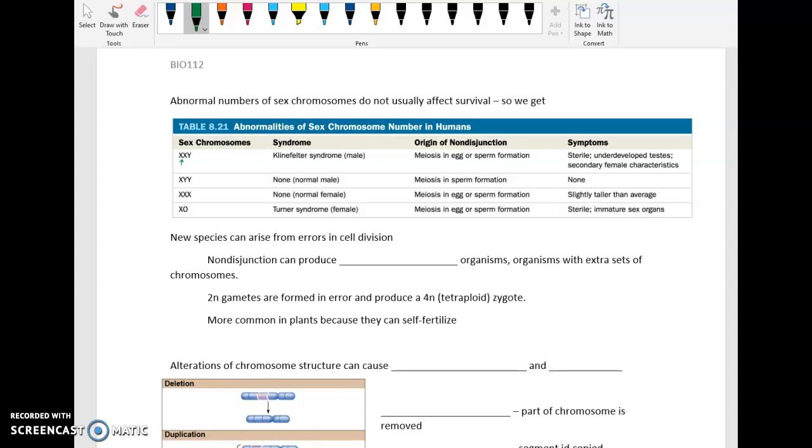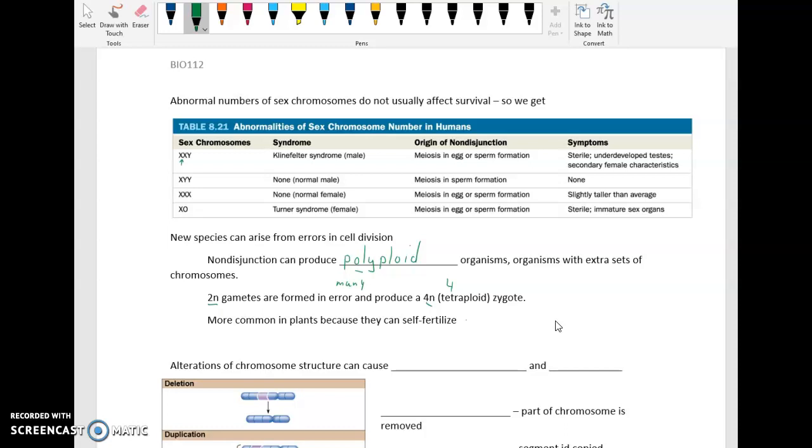New species can arise from errors in cell division. Non-disjunction can produce polyploidy. Poly just means many. So we had diploid, which had 2, and haploid, which is 1, and now we've got polyploid, which is many. These are organisms that have an extra set of chromosomes. So for some reason, a diploid, a 2N gamete, is formed in error, and it produces a 4N tetraploid, that's 4-ploid, zygote.